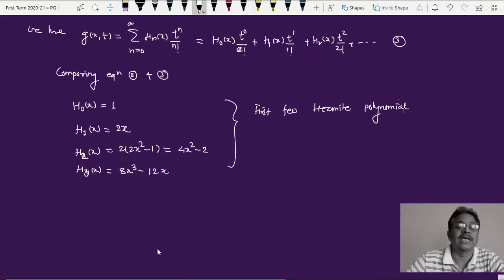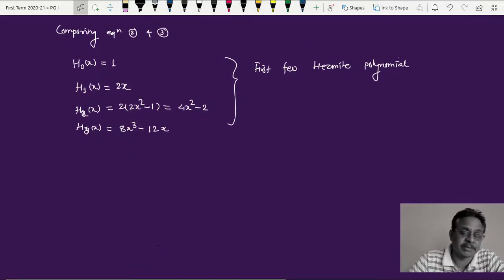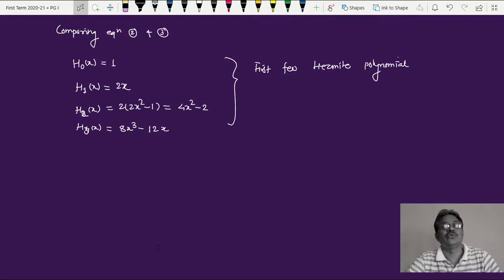Exactly the same polynomials we obtained in chapter number 3 for TYBSc, I am talking about. The same polynomials we obtained in the series solution method, from the infinite series, by truncating it and putting certain conditions over that. h0 of x is equal to 1, h1 of x is equal to 2x, h2 of x is equal to 4x square minus 2, h3 of x is equal to 8x cube minus 12x. So this is the method by which we can obtain Hermite polynomials from the generating function.